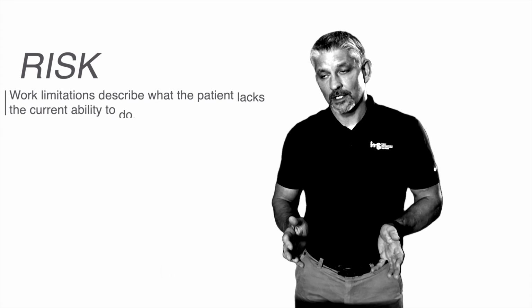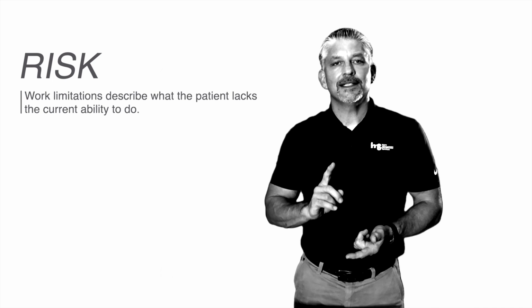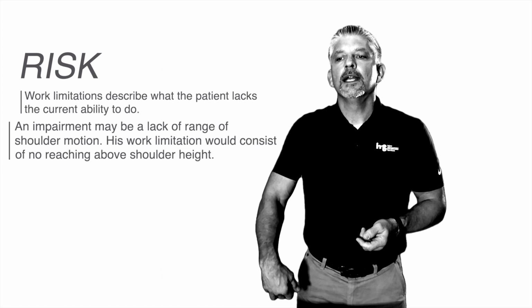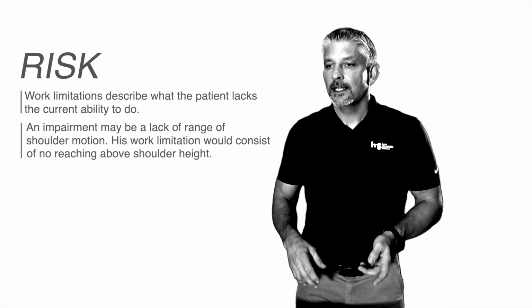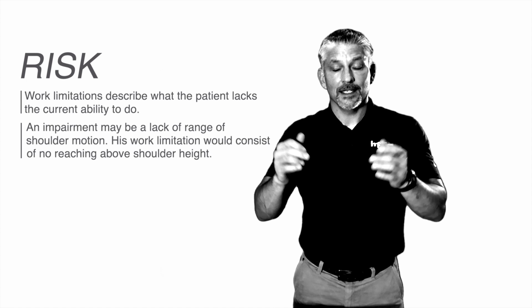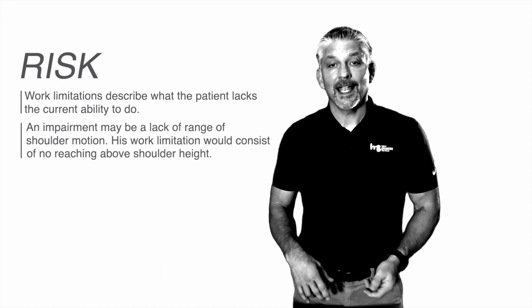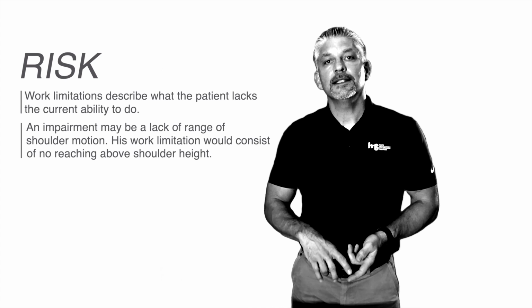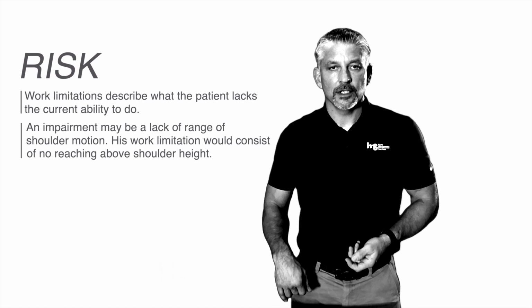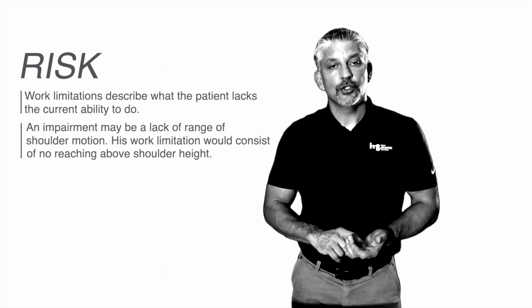A work limitation is something that the patient cannot do. So you can look at it as an impairment. The person is impaired. They can't lift their arm over their head. If they can't lift their arm over their head, then putting a cinder block over their head is impossible. So because they can't even lift their arm overhead, this is a work limitation because they're unable to do it. A work restriction, they could do it, but they should not do it because of the inherent risk. So that's the difference in a work restriction and a work limitation.